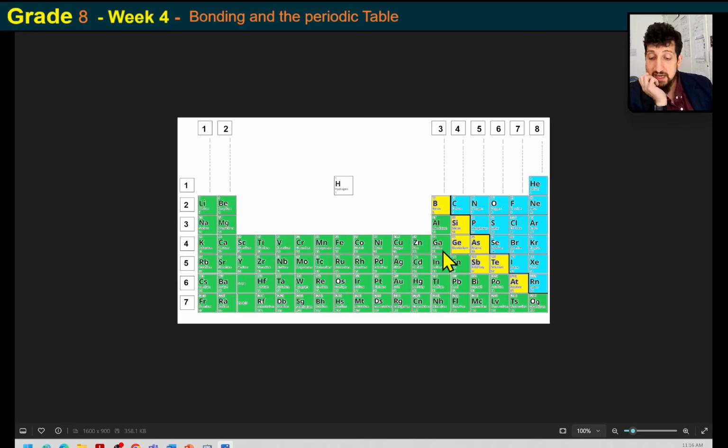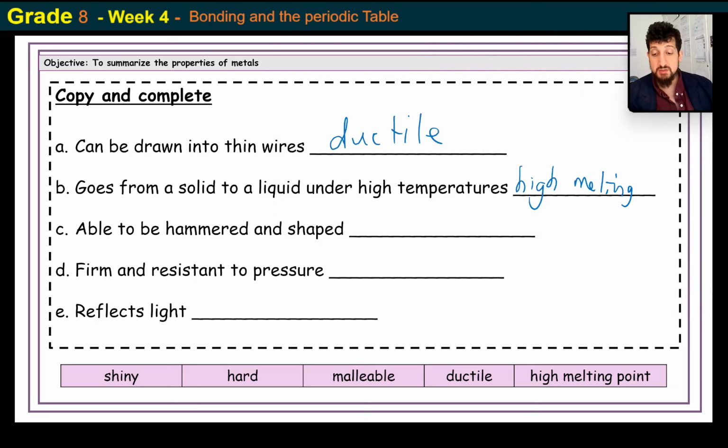The other kind of exception is gallium. Even though it's a metal, it's almost liquid at room temperature. If you hold it in your hand and your hand is a bit warm, it'll melt in your hand. Metals are able to be hammered into shape, but generally speaking, metals have high melting points. That means they don't melt very easily.